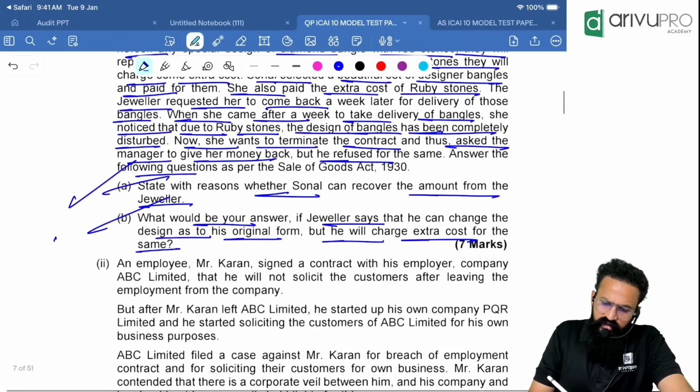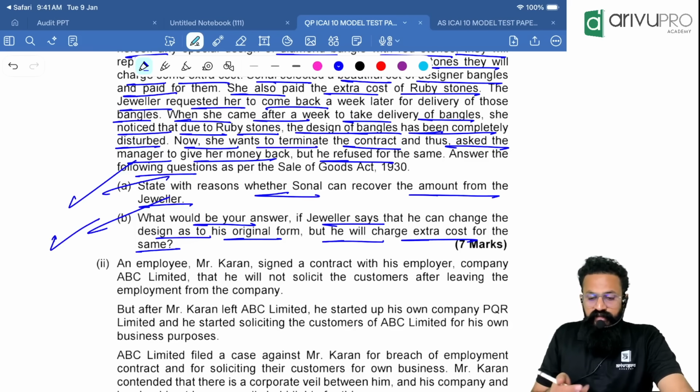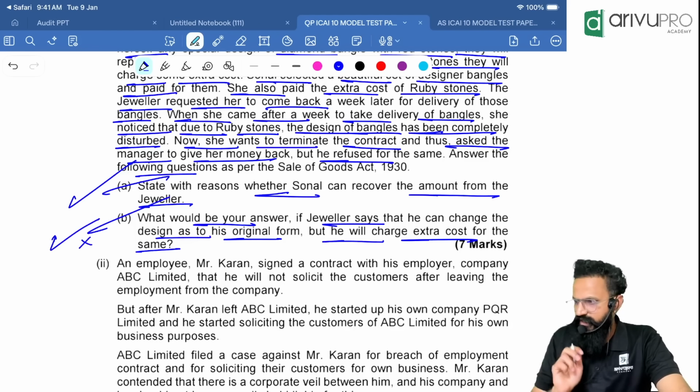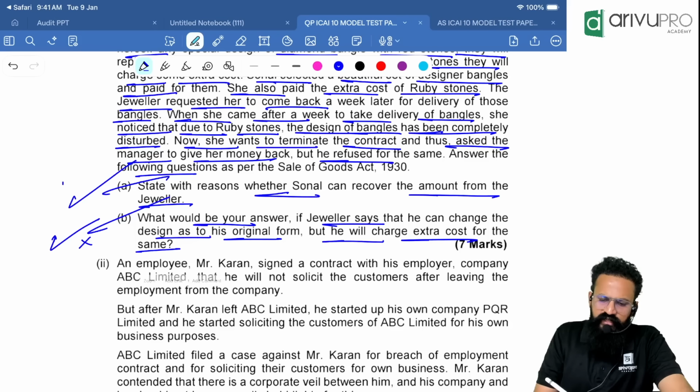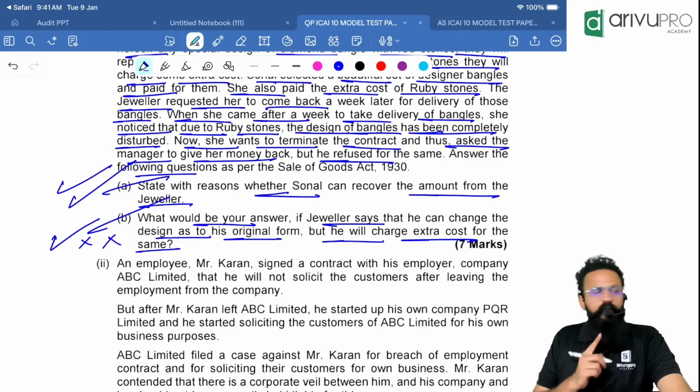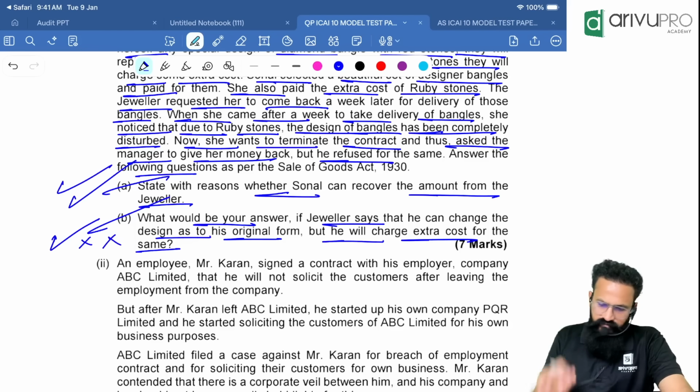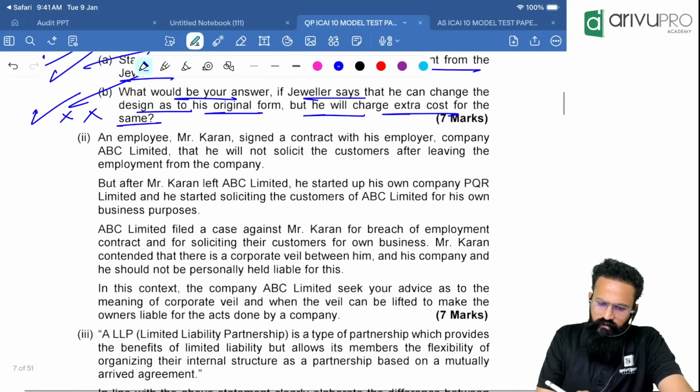Yes, people, if the jeweler says that he can change the design, that is really good. But can he charge extra for it? The answer is no, he cannot charge extra for it. So Sonal can recover the amount from the jeweler. The answer is yes. This answer is no, he cannot charge extra. Simple, huh? Okay, next one.